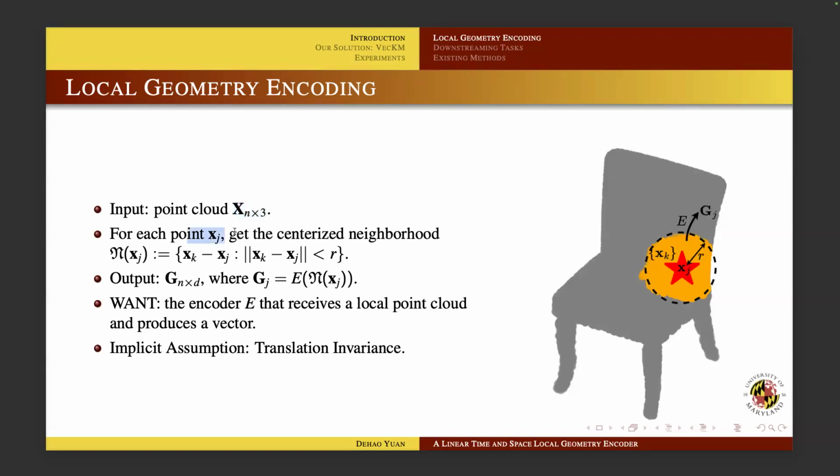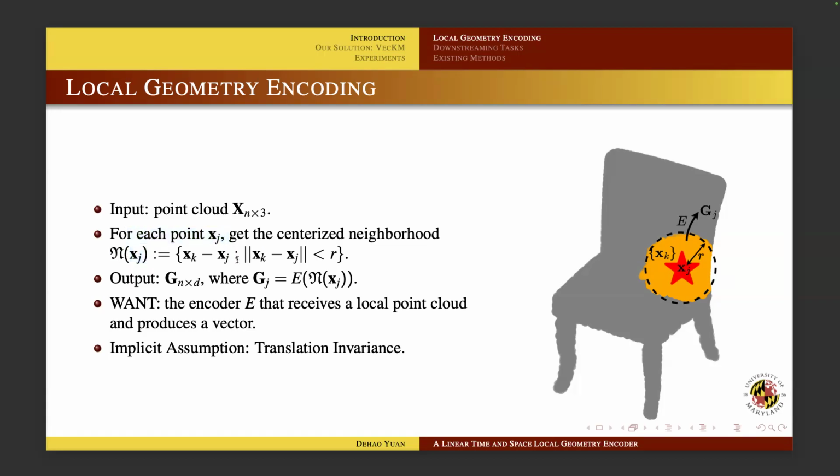For each point in the point cloud, we want to get the centerized neighborhood. If you look at the figure on the right-hand side, this is a point cloud of a chair. Suppose you have a point xj, the red star here, and you draw a ball with radius r, and you collect all the points within this ball. Then you take each xk and subtract xj. So this is the set of centerized points, which gives you the centerized neighborhood of this point xj.